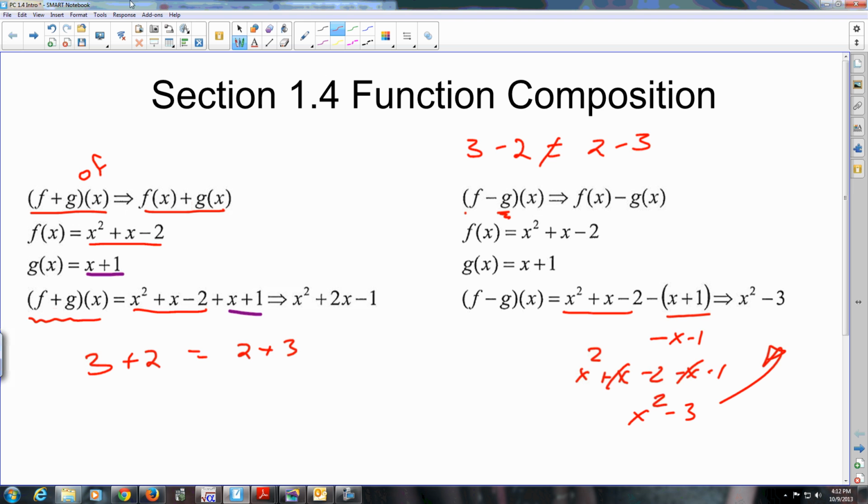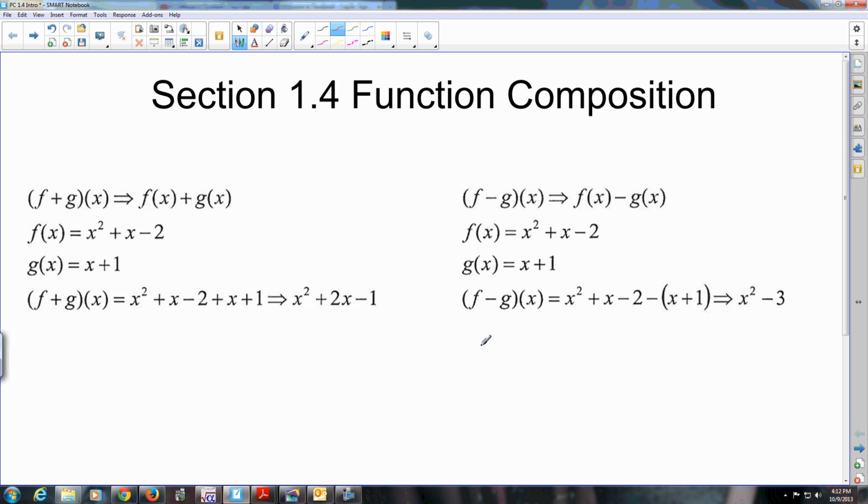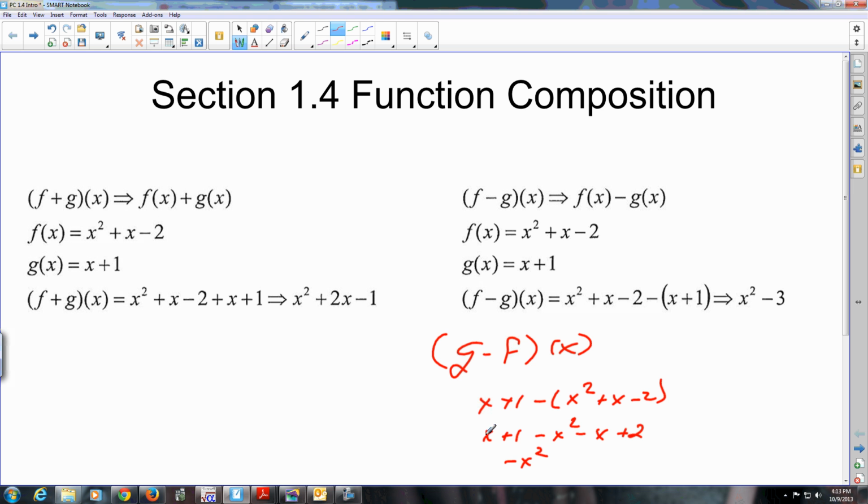Okay. If I gave you g minus f of x, then you got to take g of x, x plus 1, and subtract f of x from it. So x squared plus x minus 2. So again, order does matter. X plus 1 minus x squared minus x plus 2. So that would be minus x squared. X's again cancel out. Plus 3. And you can see order does matter. The answer is different.